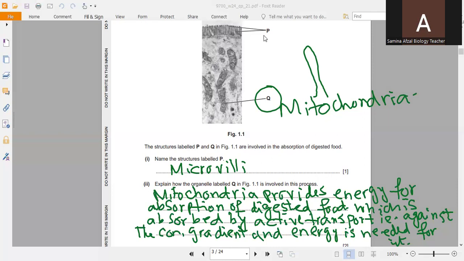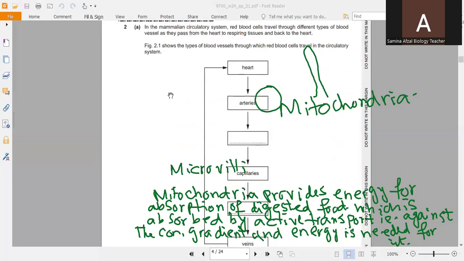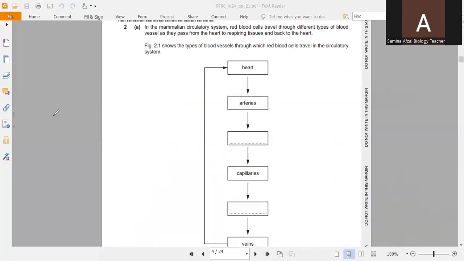Now the next question is question number 2. In the mammalian circulatory system, red blood cells travel through different types of blood vessels as they pass from the heart to respiring tissues and back to the heart. The question shows the types of blood vessels through which red blood cells travel in the circulatory system.